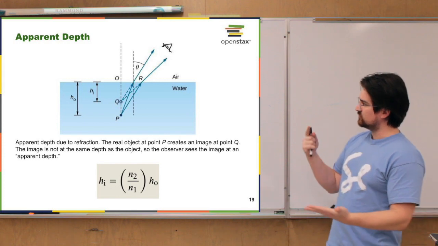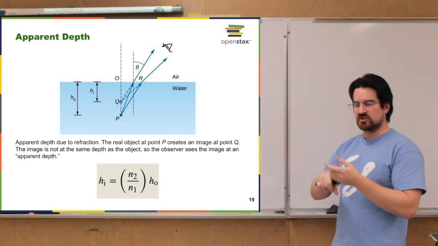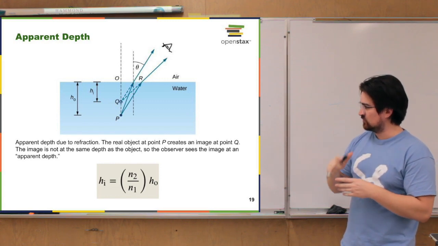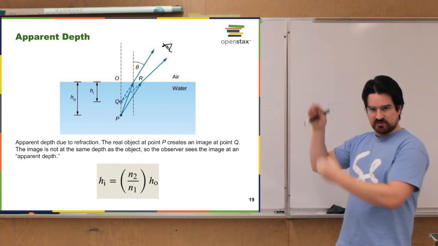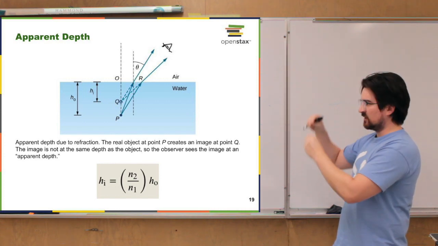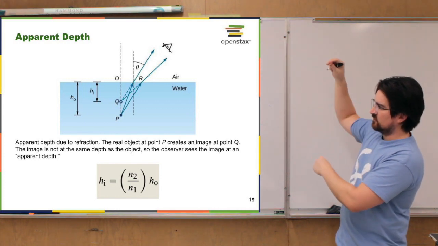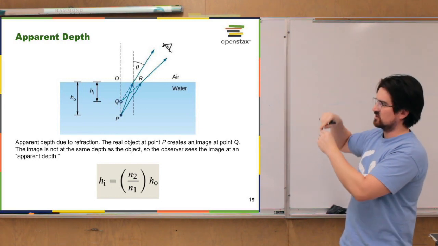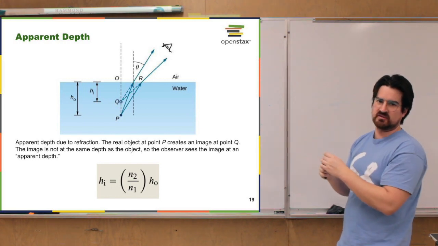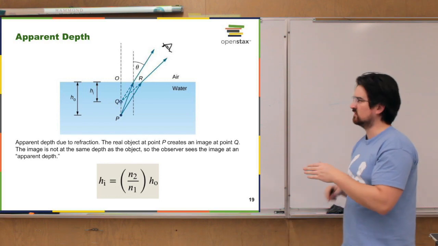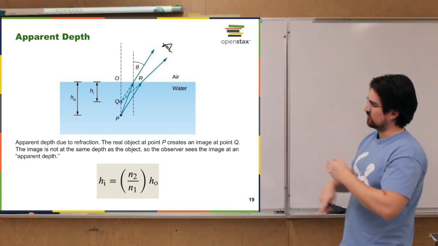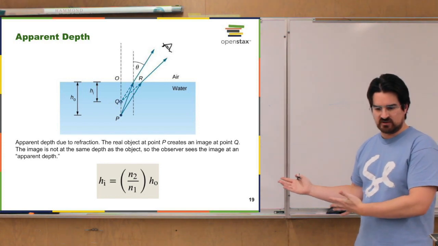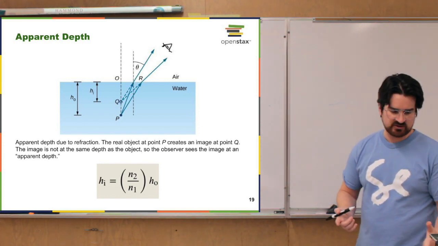We can actually use our law of refraction and our nicely drawn diagram to derive the relationship between where that object was, point P, relative to where the image will appear, point Q. This is what's called the apparent depth, when you're looking down at objects, usually in air to water. We'll just look at a brief derivation.